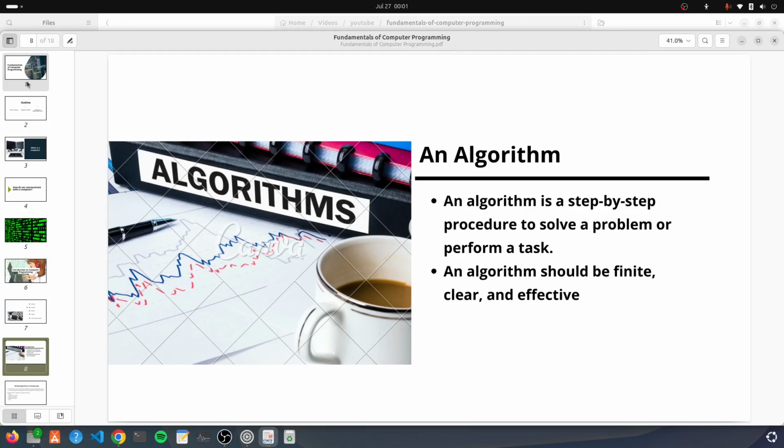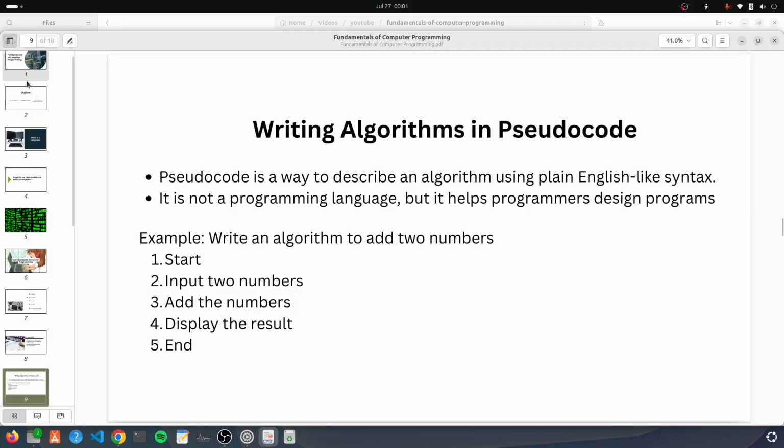How do you write an algorithm? There are various ways of writing an algorithm, but the most popular way is writing an algorithm in the form of a pseudocode. Pseudocode, as the name suggests here, is not a natural code. It's a false code. A pseudocode is simply a way to describe an algorithm using a plain English language syntax.